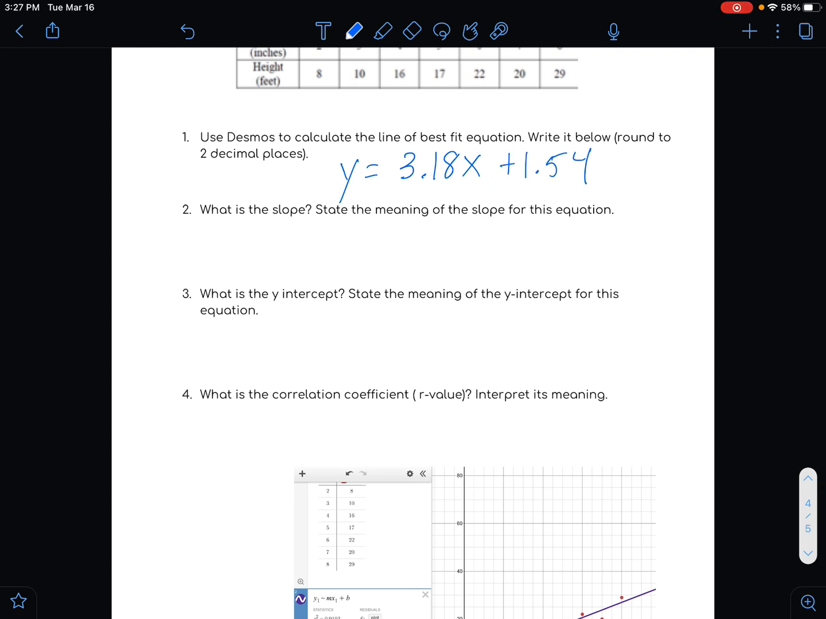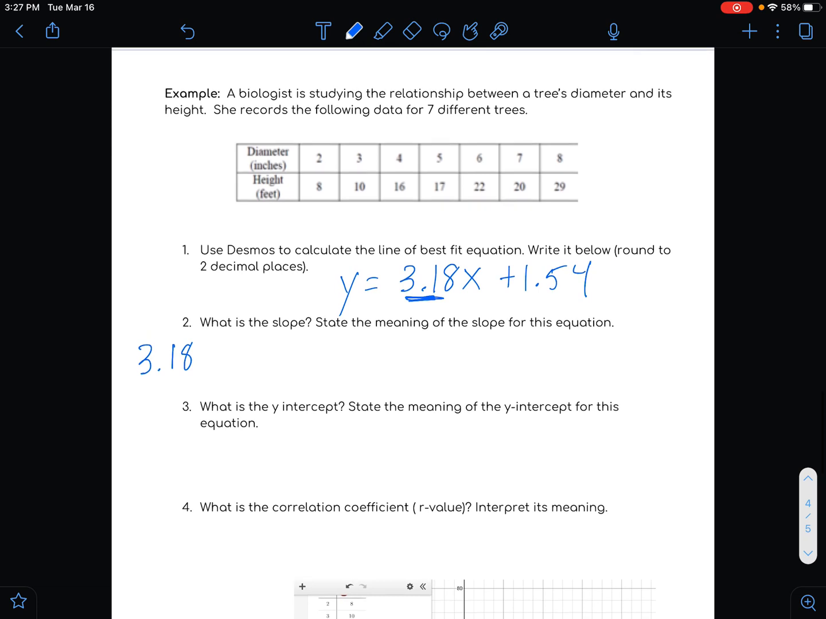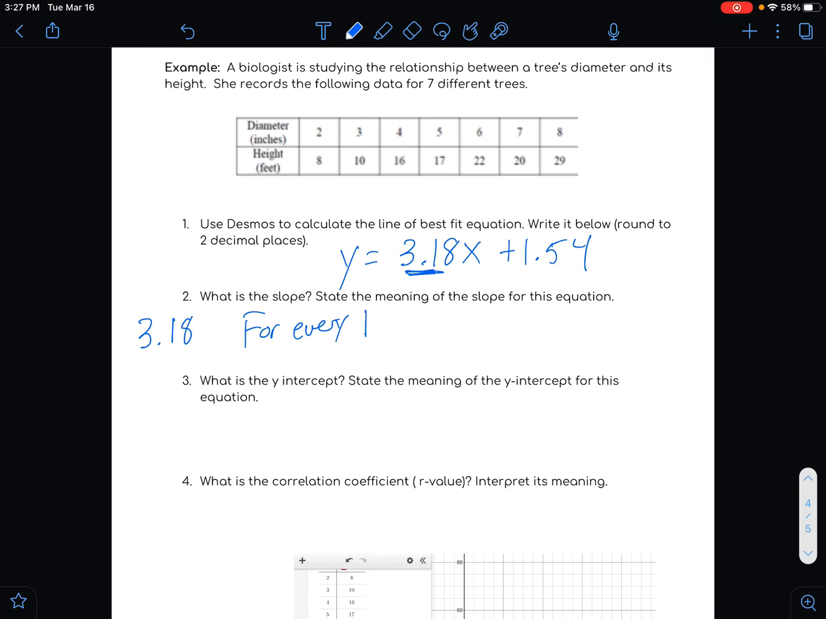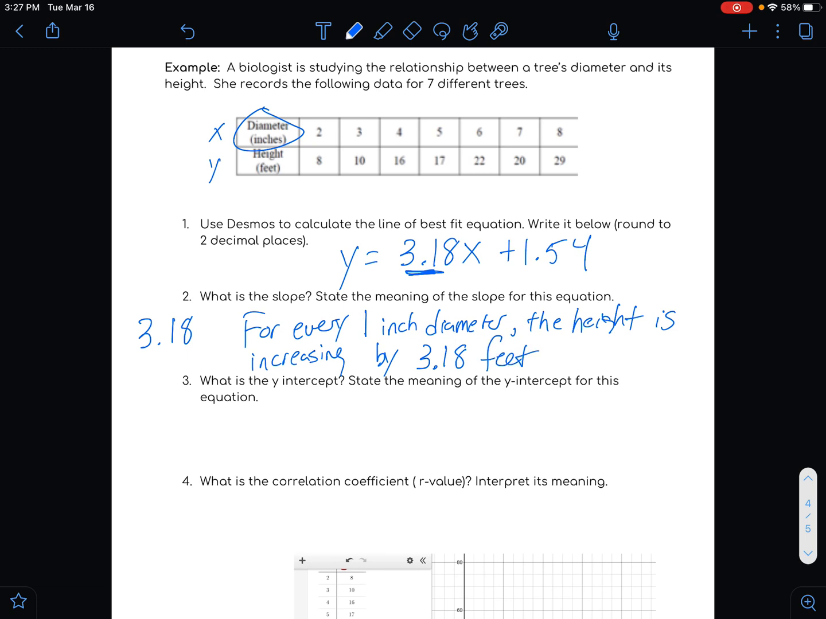All right, what is the slope? State the meaning of the slope. So recall, 3.18 is our slope value. What does it mean? For every 1, and what's on our x-axis? What's our x? Remember, x is the diameter. So for every 1 inch diameter, the height, because that's our y value, is increasing, because our slope is positive, by 3.18 feet.